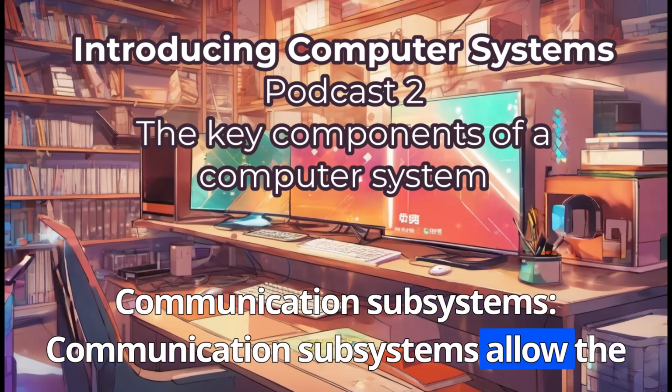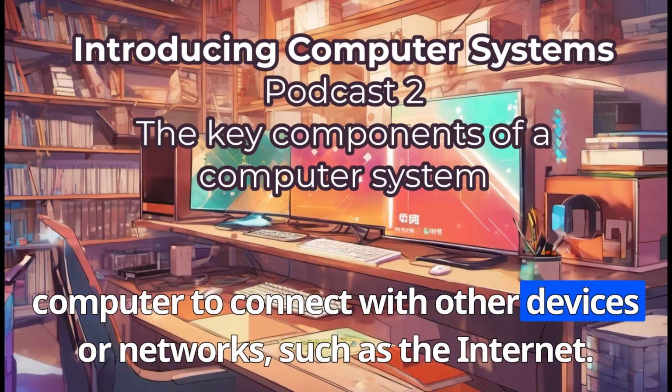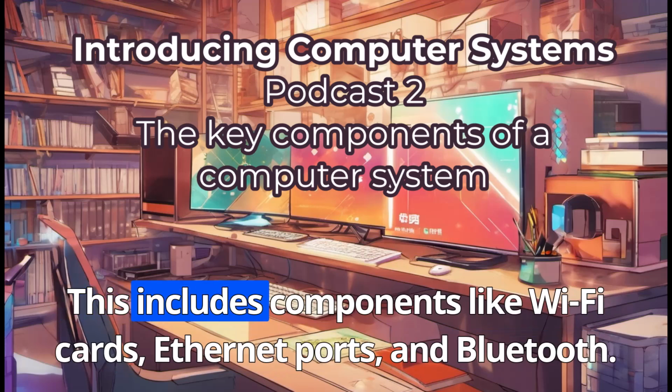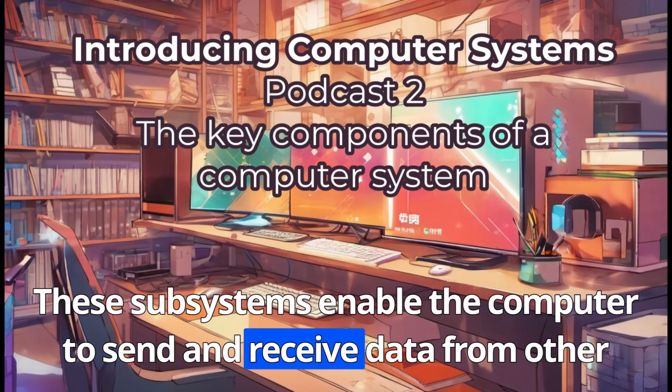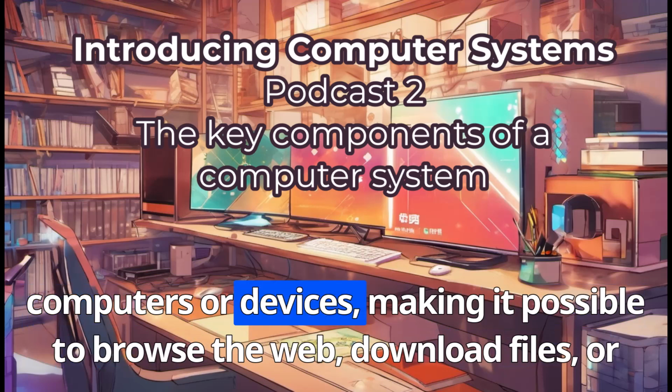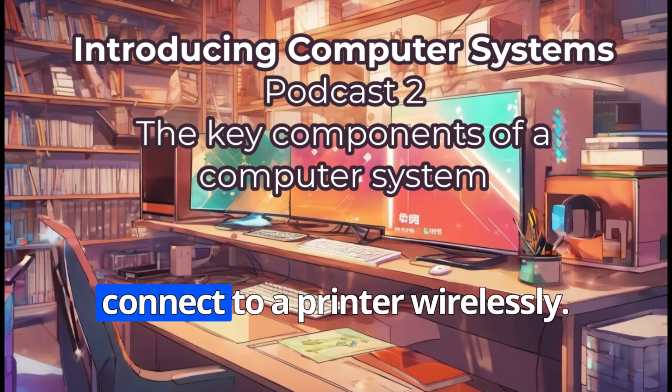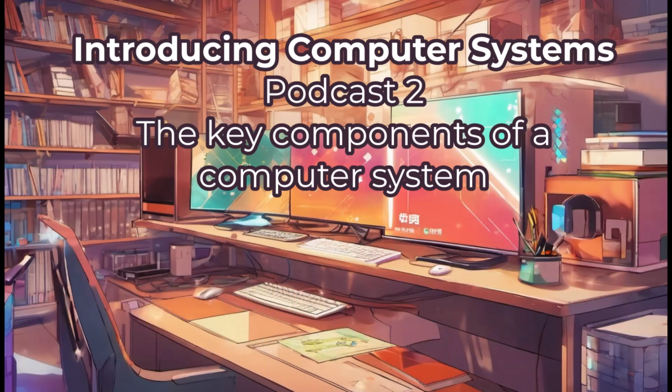Communication subsystems. Communication subsystems allow the computer to connect with other devices or networks, such as the Internet. This includes components like Wi-Fi cards, Ethernet ports, and Bluetooth. These subsystems enable the computer to send and receive data from other computers or devices, making it possible to browse the web, download files, or connect to a printer wirelessly.